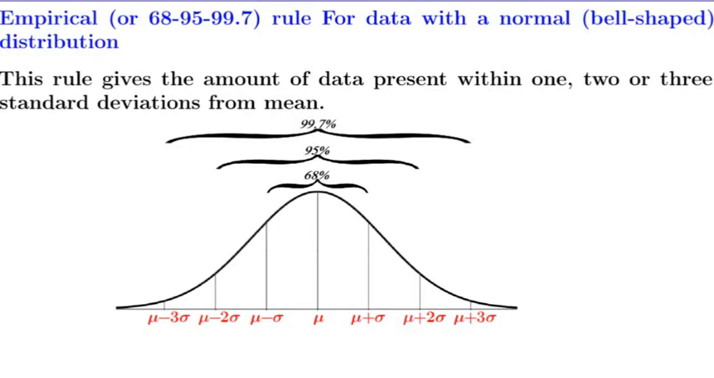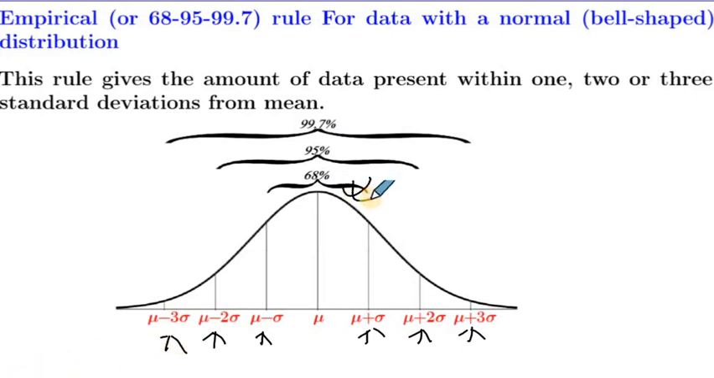So this point here is 1 standard deviation from the mean. This point here is 2 standard deviations from the mean, and this point here is 3 standard deviations from the mean. So let's look at the other side. This point here is also 1 standard deviation from the mean. This is 2 standard deviations from the mean, and this is also 3 standard deviations from the mean.